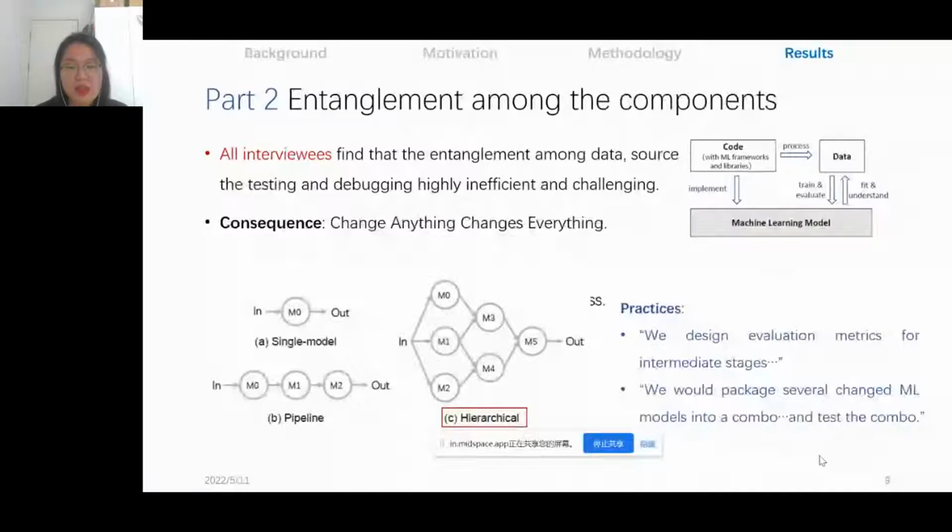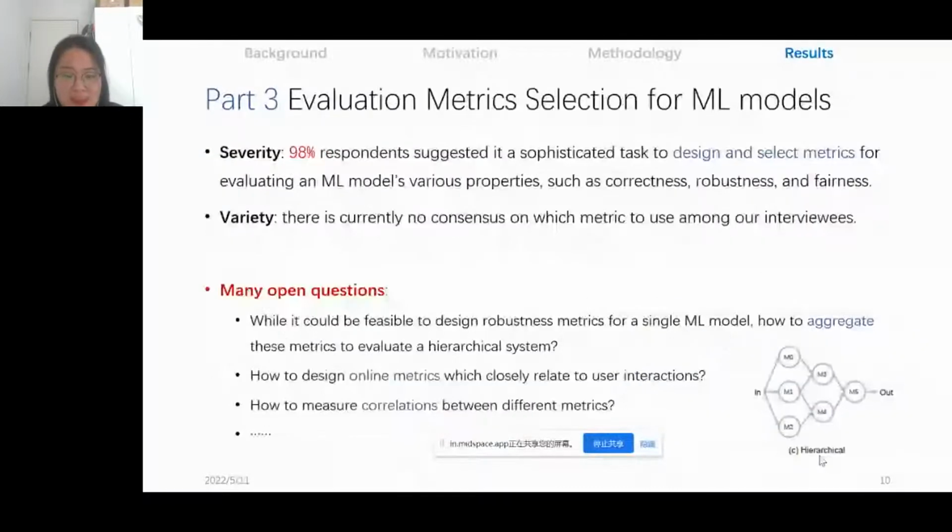And finally, we need to conduct test result analysis. In practice, the quantitative analysis is based on evaluation metrics such as accuracy, recall, and so on. Most respondents in our survey agree that designing the evaluation metrics for machine learning models is a sophisticated task. There is no consensus on which metric is the best because the models are statistical or even uninterpretable, and there are so many properties to test. We also received many open questions in this part. For example, for a hierarchical system, how to aggregate the metrics on each part to evaluate the whole system.